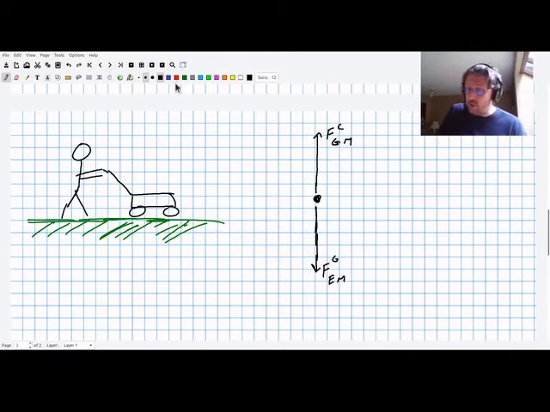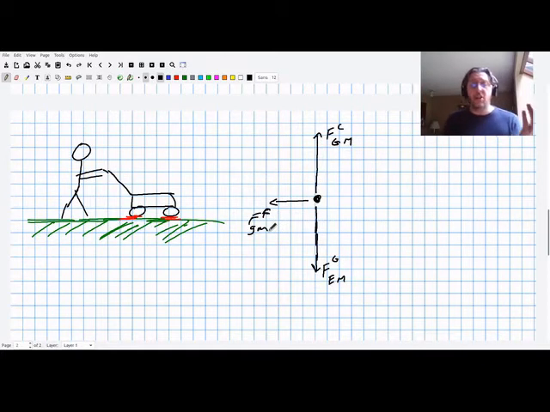Then I've also got friction. There's friction between basically the tires and the ground, and that pushes backwards, trying to slow it down. So I'll make that one point backwards. That is a contact force, and I'll put an F there for friction, between the ground and the mower. It's trying to slow it down.